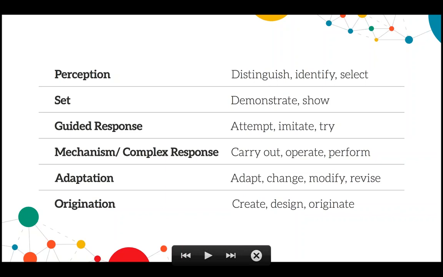It becomes natural. And right around the same area is complex response. In addition to the basic steps being accomplished more easily, more complex actions are possible and can be obtained by the students. I grouped these two together because both have verbs that center around carry out, operate, or perform.